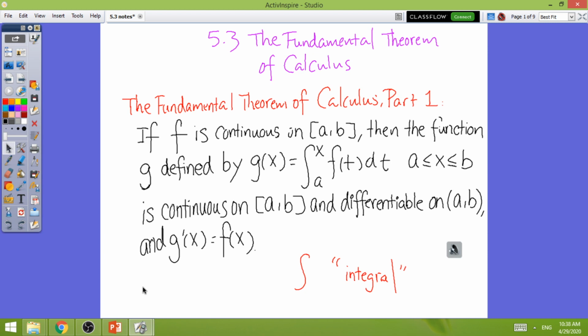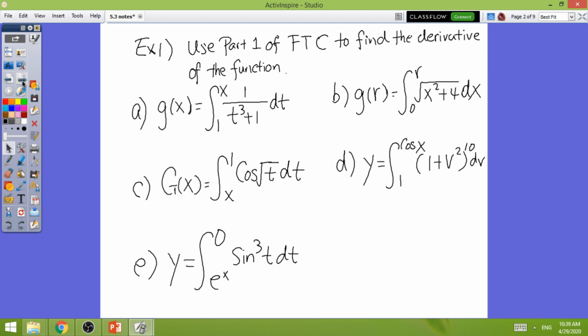Again, anytime you see a sign like this, it's called the integral. Integral means you want to find the area under the curve. Let's say that f of t is the derivative, and once you integrate it, you get back to the original function. Let's say f of t is just the velocity. Once you integrate it, you'll get the position function. Now let's look at the other part. Using part 1 of FTC to find the derivative of the function, instead of integrating it, we just want to take the derivative on both sides. Okay, we'll look at that in a minute.